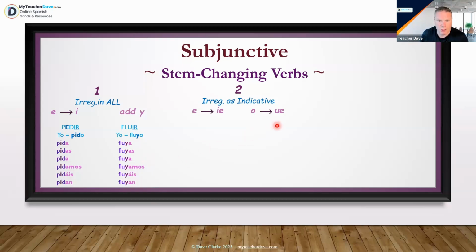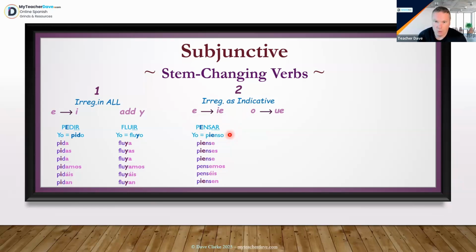These are really common changes, aren't they? O to UE. You've seen them probably since third year, I would say. So if we take the verb pensar, the verb to think or believe, we know that the E in the infinitive becomes IE when you conjugate the normal present tense, which is pienso, I think, I believe. Brilliant verb for you when you're doing your opinion pieces and things like that.